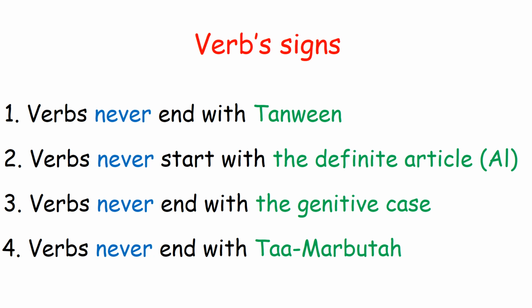No exceptions. So again, verbs will never end with تنوين or start with the definite article ال. They will also never end with the genitive case or with تا مربوطة. Instead, it will always be a تا مفتوحة.